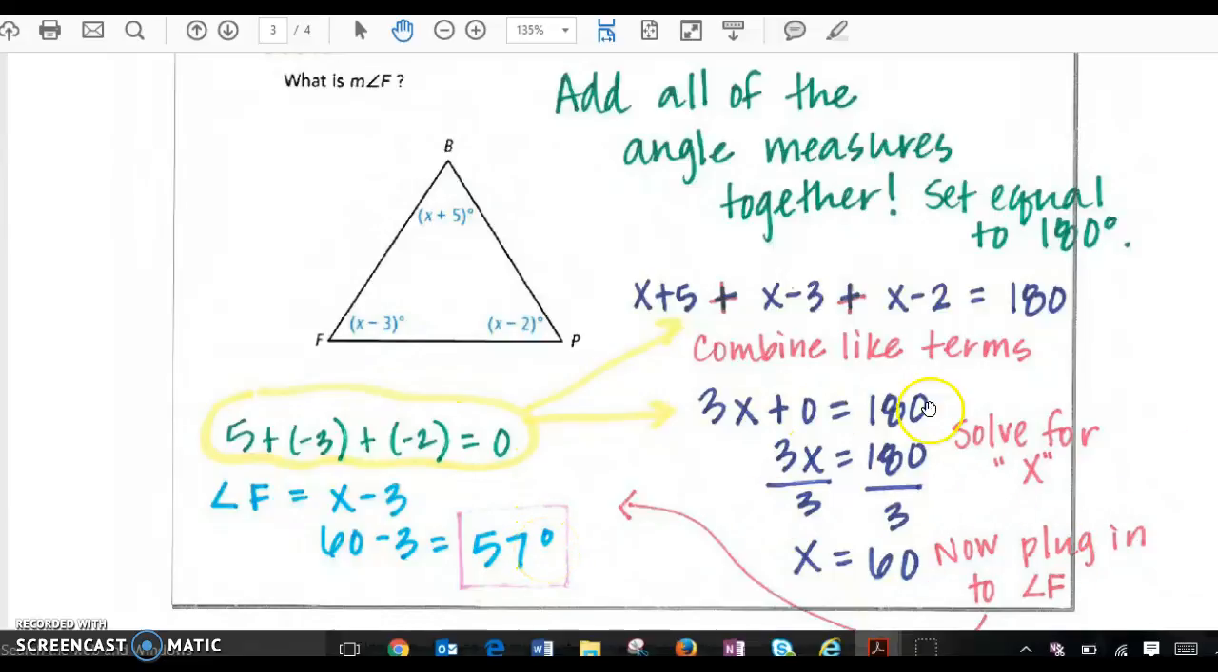The most important piece is this piece, obviously, right here: once you get the 60, don't forget to plug it back into the expression. And they only ask for F, not B or P.